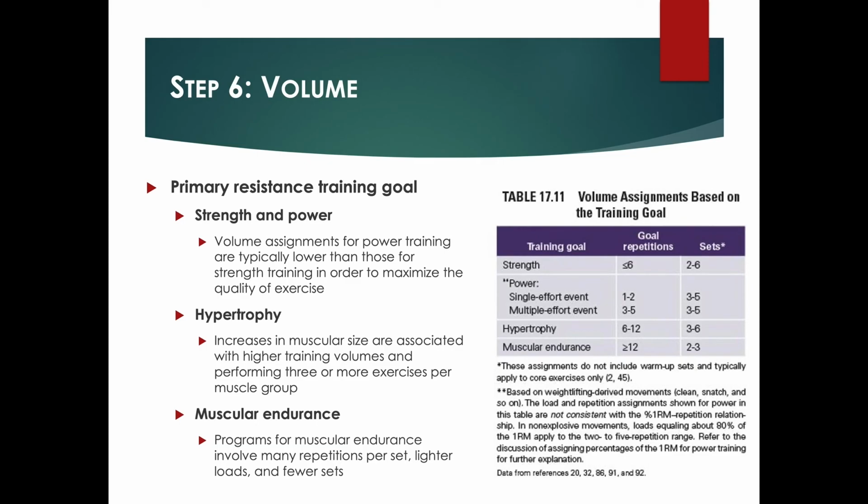So here's sets. If you're looking at strength and power, you can see for strength, less than 6 repetitions, 2 to 6 sets. And then power for 1 to 2 repetitions for the single effort, 3 to 5 sets. Multiple effort, 3 to 5 reps, 3 to 5 sets. Hypertrophy, looking at 6 to 12 repetitions, 3 to 6 sets. And endurance, greater than 12 reps, 2 to 3 sets.